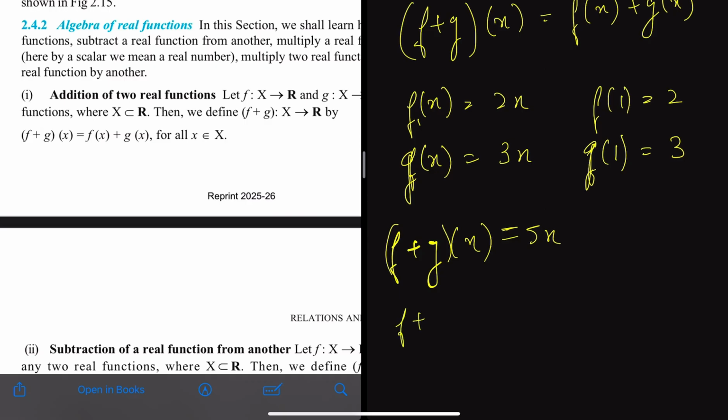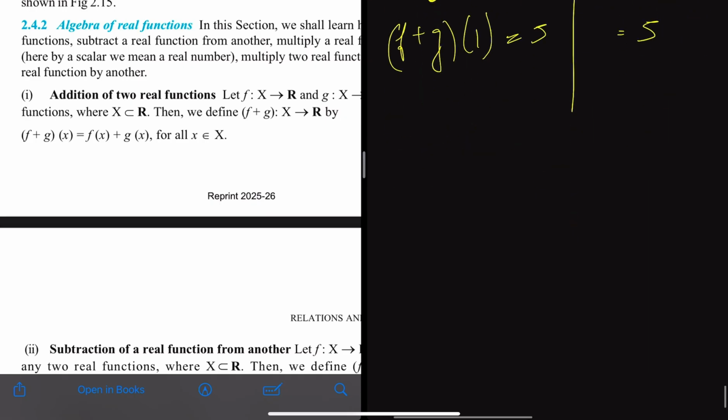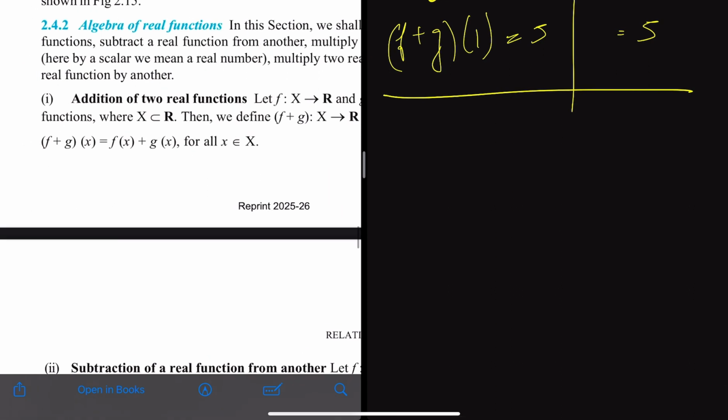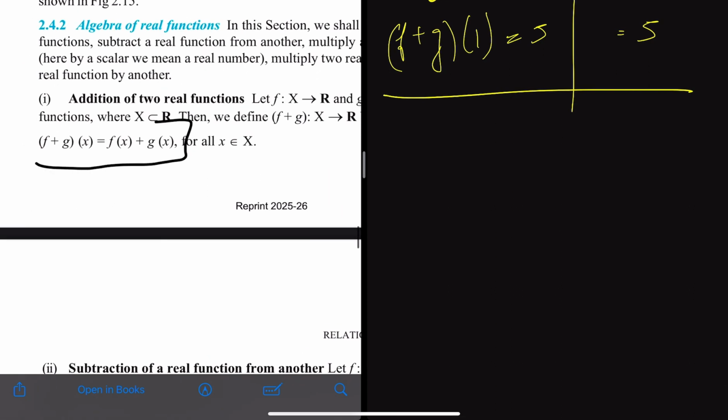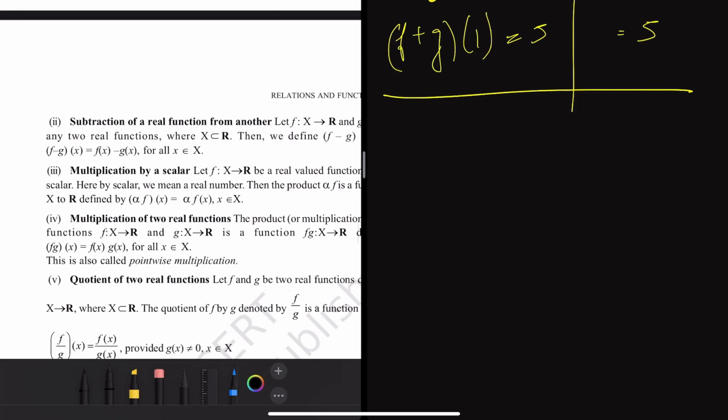And now if I put f plus g at the value 1, I'll get 5. And if I add them separately, after getting the results individually, then also I'm getting 5. So this is what they try to say: adding the functions before putting the value of x will be equal to adding after putting the value of x. Similarly, subtraction also works, it doesn't change anything.